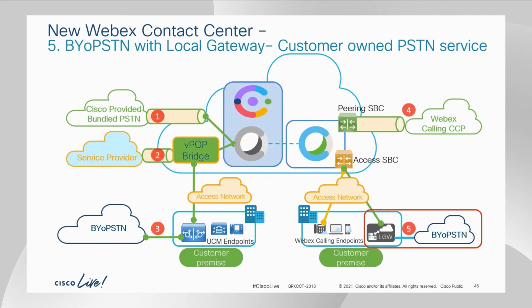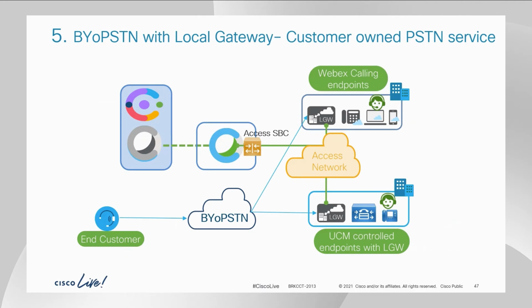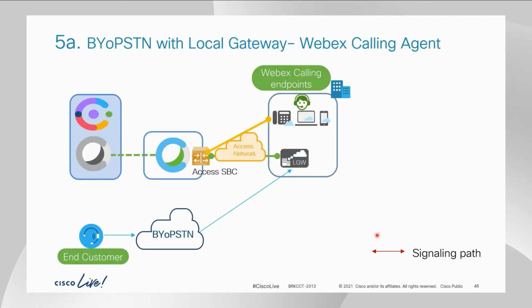Okay, all right, so then the last option over here is the bring your own PSTN option with the local gateway, meaning the customer owns the PSTN servers. So again, 2 flavors here. The agent endpoint can be a Webex calling endpoint, or the agent endpoint can be a unified CM endpoint. And then in both of these cases, we have the bring your own PSTN option. Let's take a look at the first sub option of option 5, where the agent is a Webex calling phone.